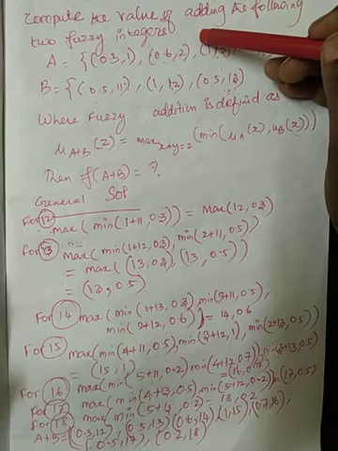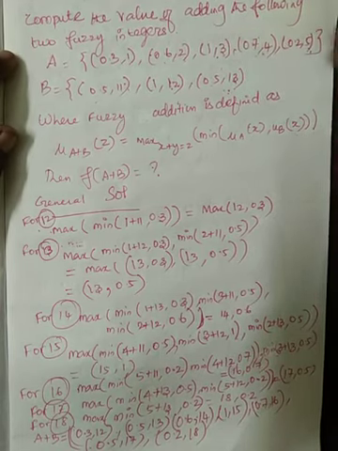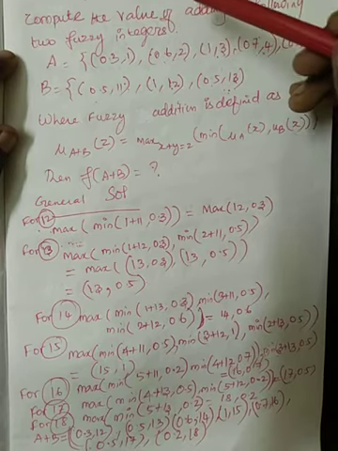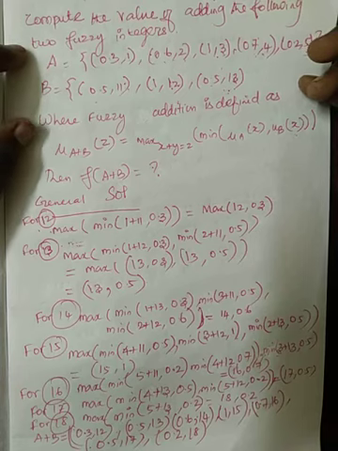So in today's topic I'll be discussing another problem from fuzzy logic. I'll read out the problem statement. Compute the vector value of adding the following fuzzy integer.